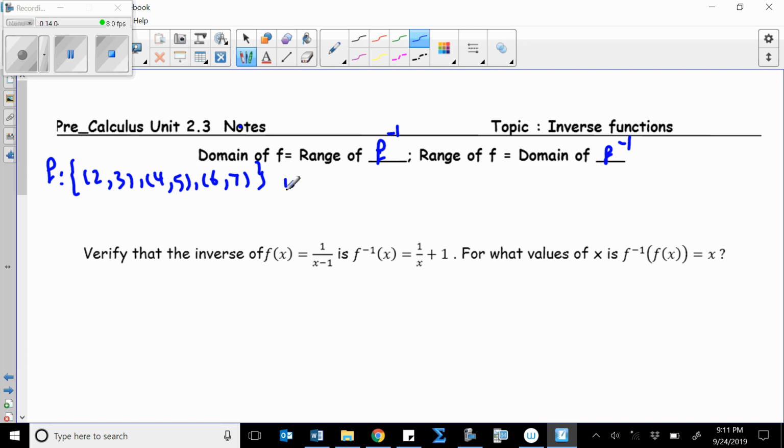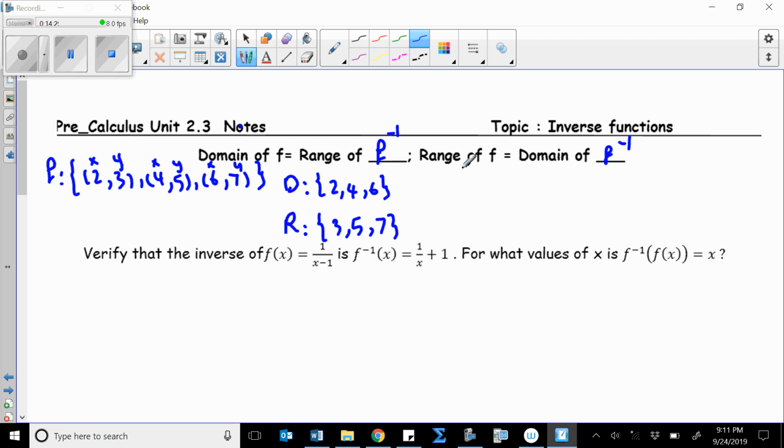The domain of this function is all the x values. These are the x values. So domain is 2, 4 and 6. What is my range here? Range is all the y values. Range is 3, 5 and 7.